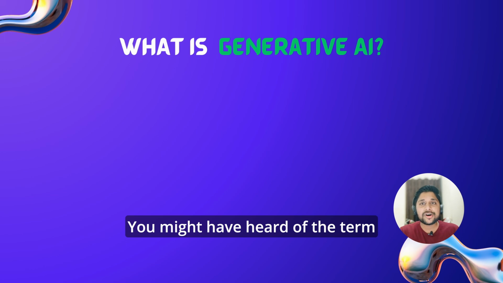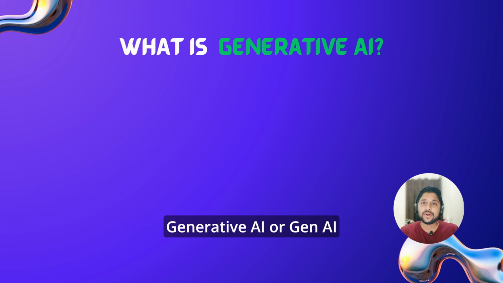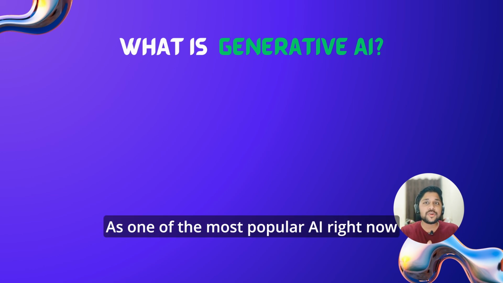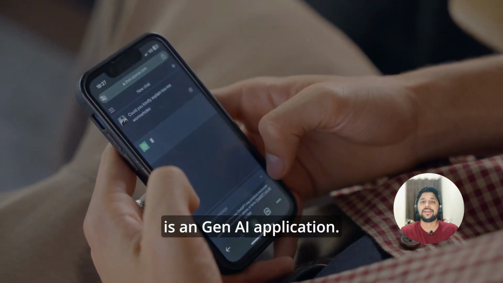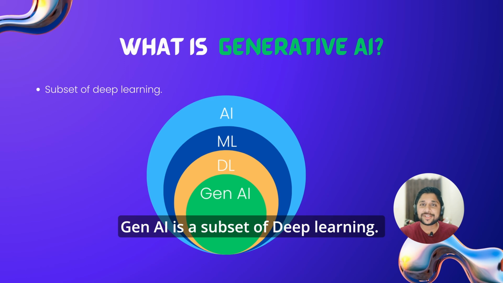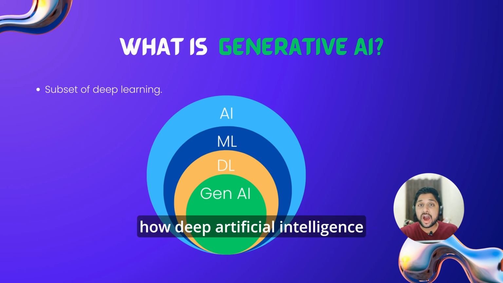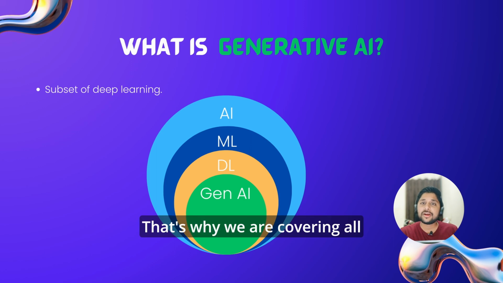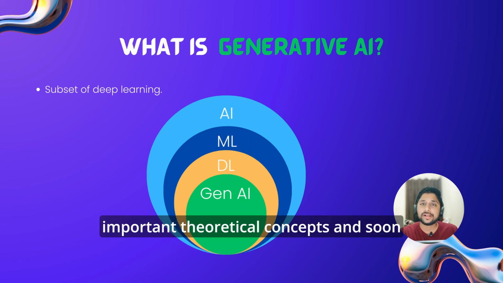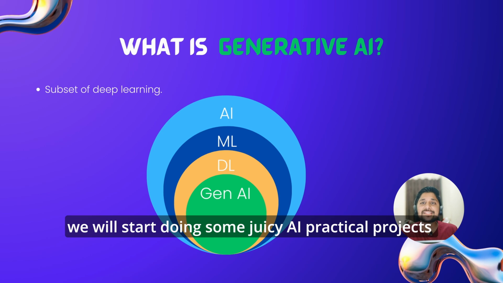You might have heard of the term generative AI or Gen AI as one of the most popular AI right now. ChatGPT is a Gen AI application. Gen AI is a subset of deep learning. So you see how deep artificial intelligence actually is. That's why we are covering all important theoretical concepts and soon we will start doing some juicy AI practical projects.